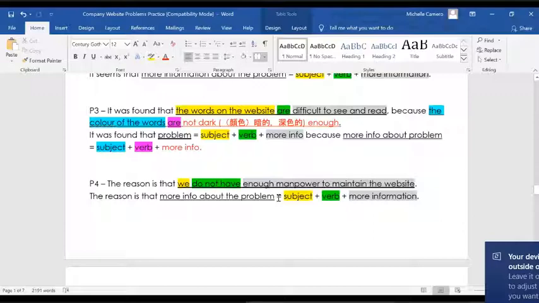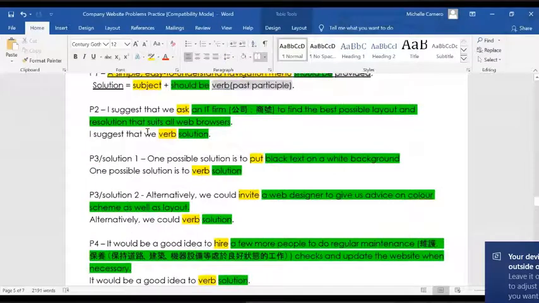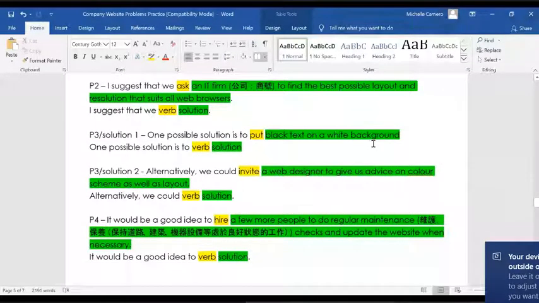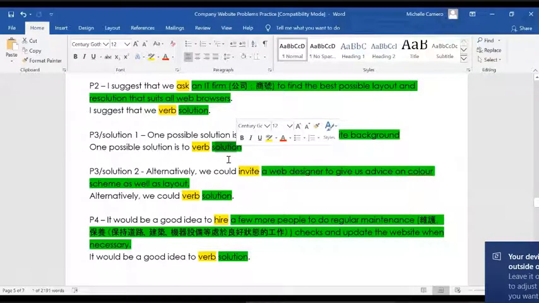Okay, for solution 1, it says, oops, here we go. "One possible solution is to put black text on a white background." So you can say "One possible solution is to," verb plus the solution, whatever they give you on the paper. Notice again, you might need to add your own verb. So here in this sentence, it's "put," but you might have to add some other verb that's appropriate for the situation, and then continue your sentence with the solution, which is the idea provided on the paper.